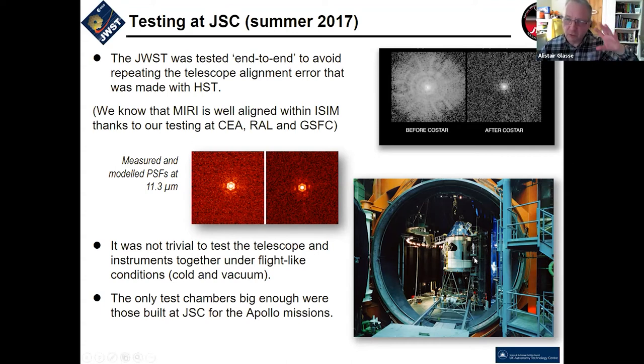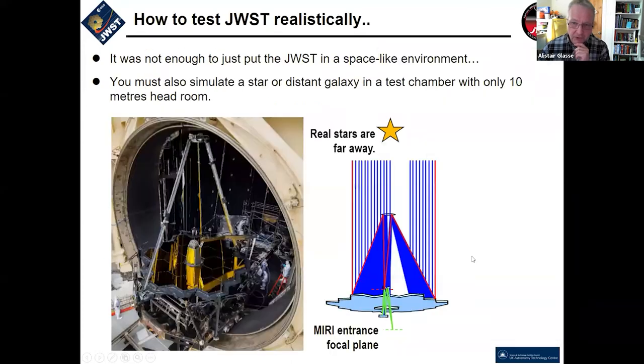And so there has been a lot of effort to align and test the telescope, the entire observatory, as it will fly. A couple of years ago, in 2017, we went to Texas, where they still had the vacuum chambers that we used for testing the Apollo mission. And as we'll see on the next slide, the JWST was tested in that kind of vacuum chamber. We could put JWST into this chamber, evacuate it, cool it down, just as it will be at L2, but we couldn't really simulate directly having a star an infinite distance away, because the vacuum chamber wasn't big enough. Real stars are a long way away.